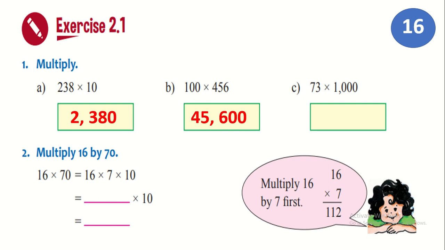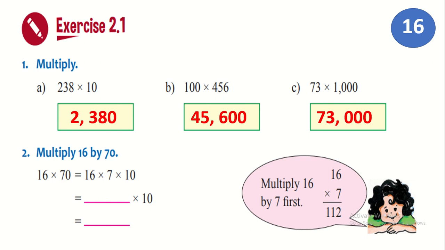Next is letter C: 73 times 1000, sorry, 1000. 1000 has 3 zeros. So 73, and then you add 3 zeros to the right. The answer is 73,000. Correct, students?